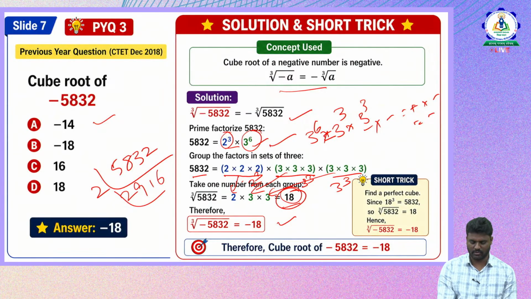But the question is asking for the cube root of minus, so therefore the answer is minus 18. Okay, so which is the correct answer? Option B is the correct answer, minus 18.